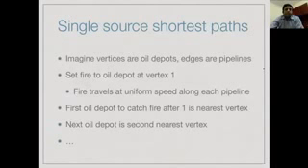Assuming that the fire travels at a uniform speed, right, it will reach the closest vertex first. Right? So the first oil depot that catches fire after the first vertex is the nearest vertex to 1. Then the second oil depot that catches fire is the second nearest vertex to 1. And assuming this fire is traveling at a uniform speed, by measuring the speed at which the fire reaches each vertex, we will actually end up computing the shortest path.